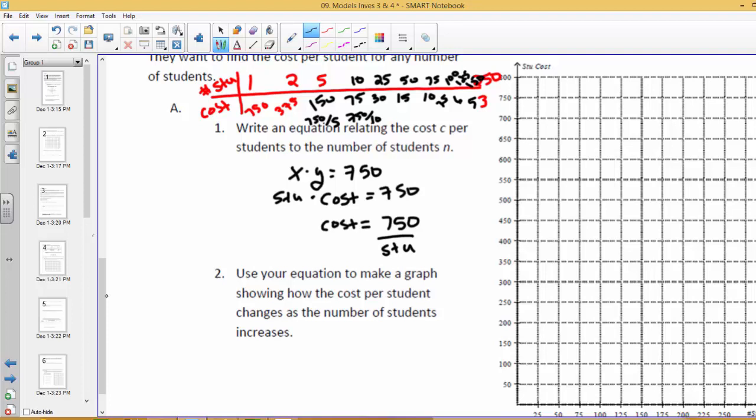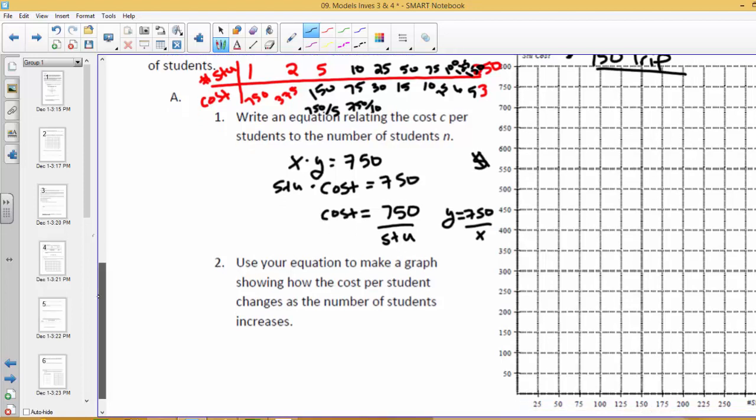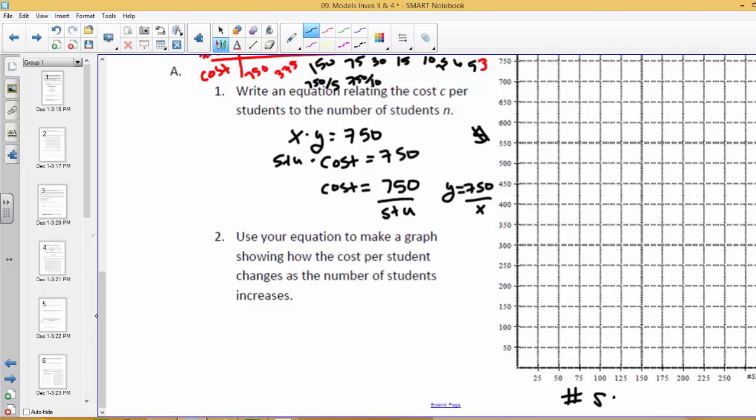And then because the equation has a letter in the denominator, we know this is going to be one of those hyperbolic curves. So we need to label the axis, and we can put $750 trip as a title, or whatever title you think is fitting. And then we're going to start plotting 1. So 1 is right here, maybe, like even closer than that. That looks more like 5. So 1 is 750.